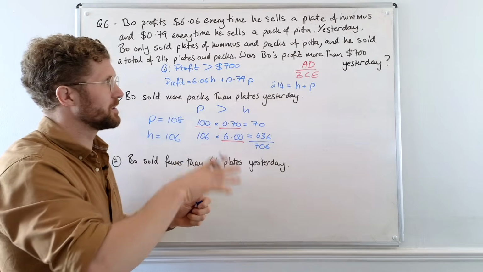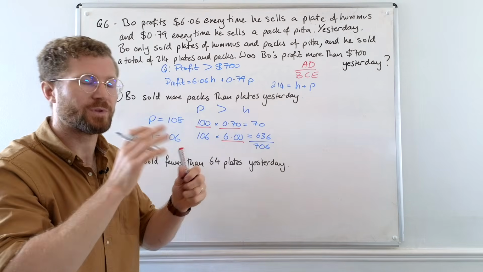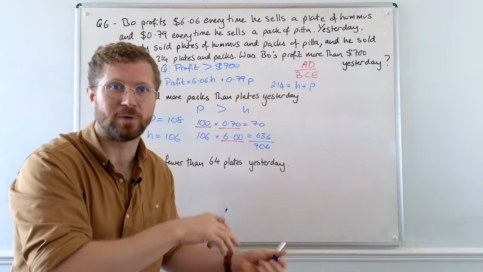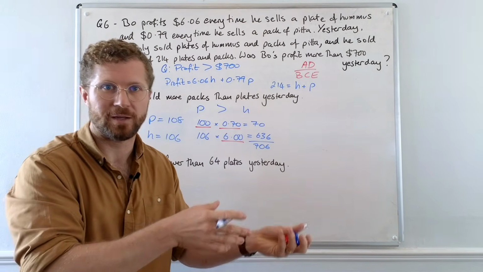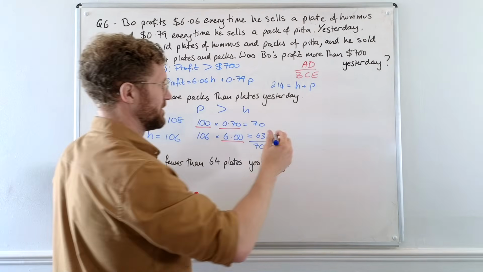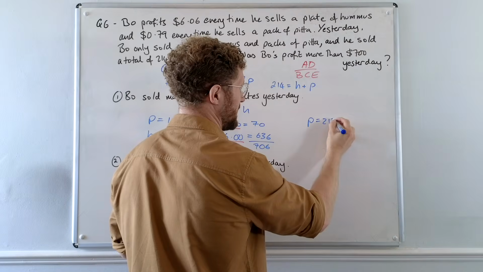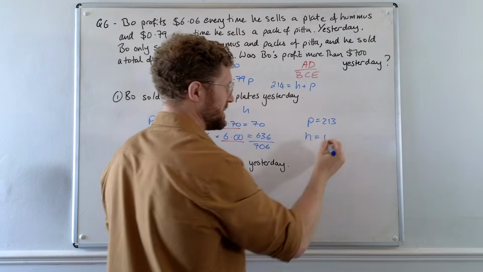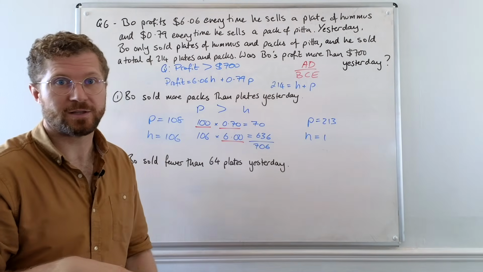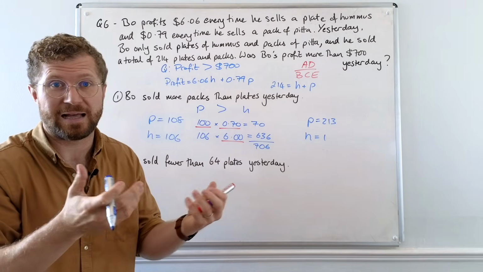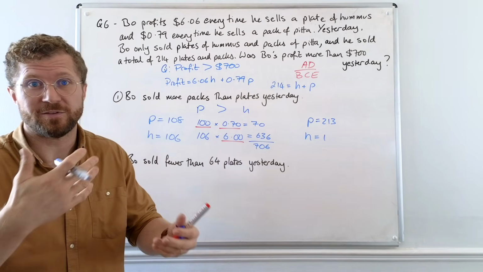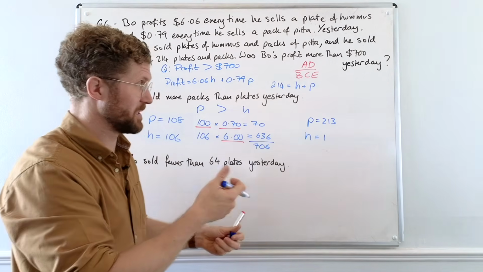I don't think there's anything in the question that says that Bo definitely has to sell at least one plate of hummus and at least one pack of pita. But I'm just going to hedge my bets and be a bit careful, and look at what happens when P is 213 and H is 1. Just in case there is something in the question that says they must sell at least one. I don't think it's there, but this is the GMAT. I'm just going to be careful and try not to make any unnecessary mistakes.